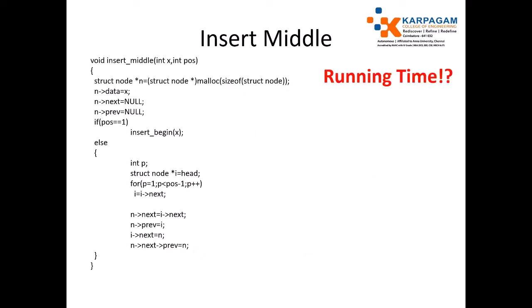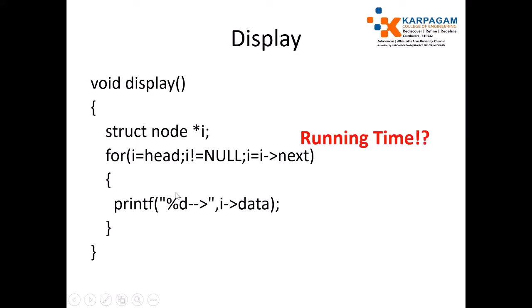The running time for this algorithm is order of n, since it involves one loop. Now displaying the elements in a linked list is similar to a single linked list. We store the starting address of the linked list and iterate until i gets null, moving to the next node by using i equal to i of next and printing the data.